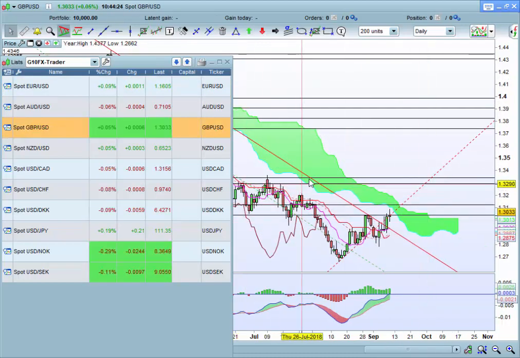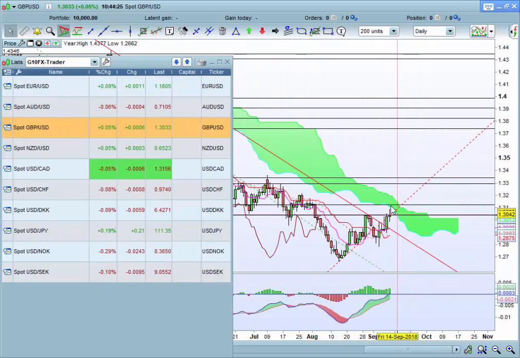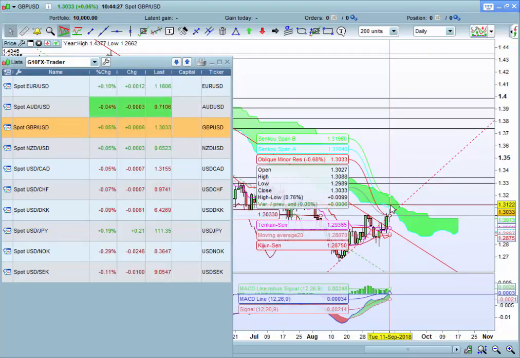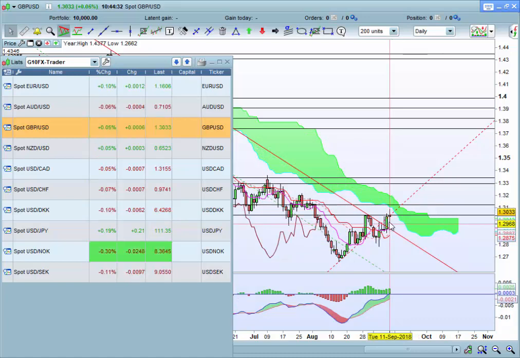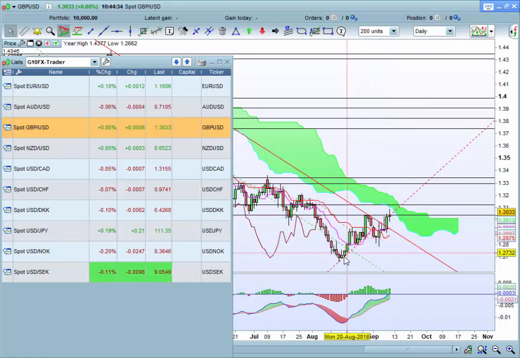And the other currency, GBP USD, also getting back to resistance at the bottom end of the cloud. Will it break past that level, or will it reverse lower, is the catalyst that I'm looking out for.